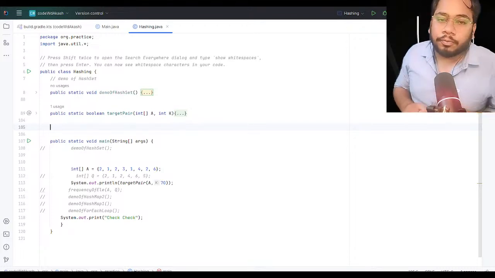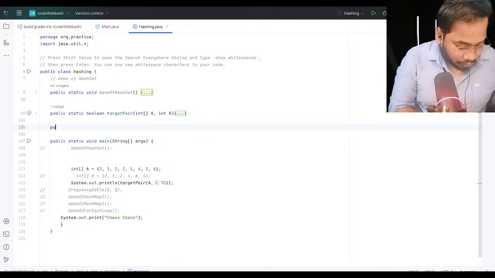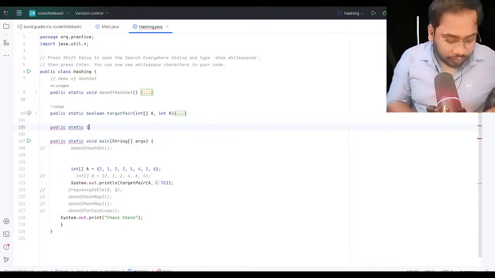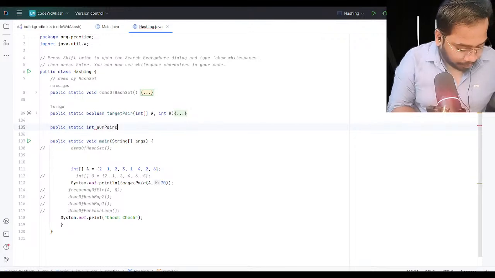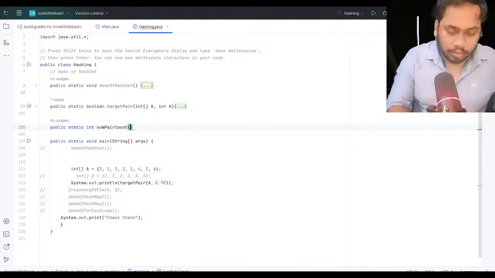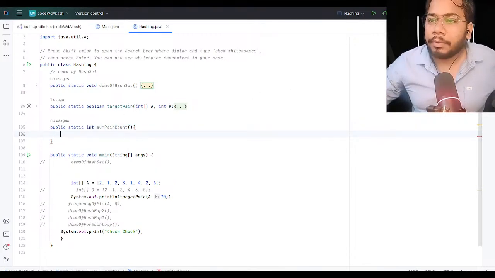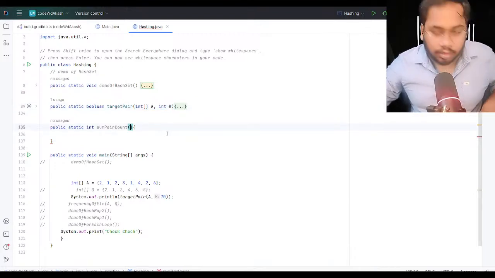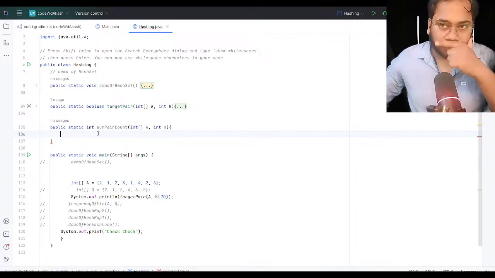First what we have to do. We have to return the count, right? So public static, what will the type of the function? Int, right? Int. The name of the function, let's name it some pair count. And what is this function expecting? This function is expecting two parameters similar to the previous one: an array and a variable k. Got it, understood this.